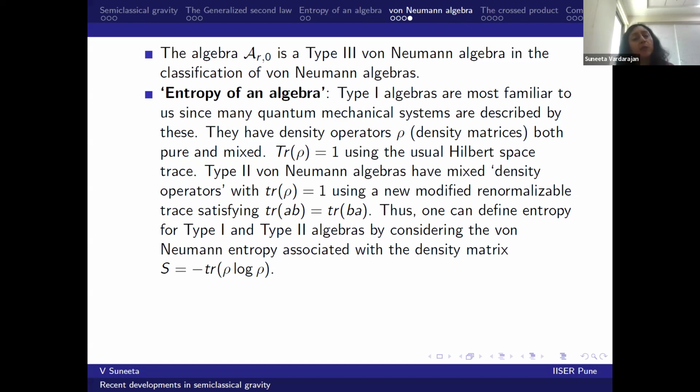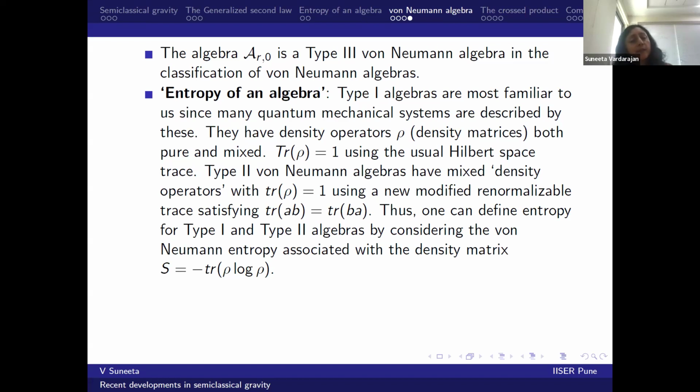But it is possible for me to define a new modified trace, which I have labeled here by small tr, as opposed to capital T and R in the previous case. And this trace satisfies the defining property of a trace, which is that trace AB equals trace BA. Now, using this trace, I can make my density matrix such that trace rho is 1. So I have such renormalized density matrices in a type 2 von Neumann algebra.